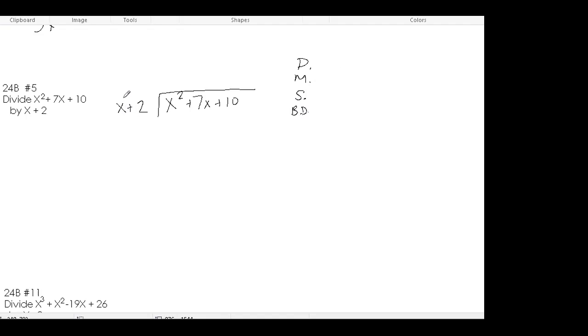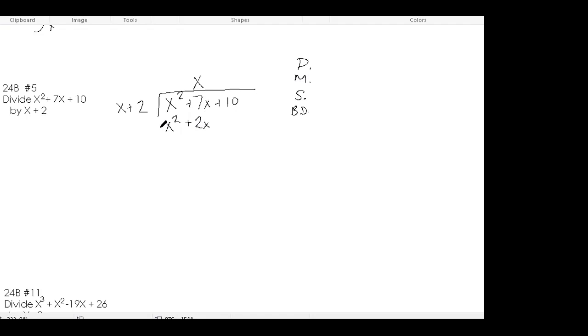And we're going to start by just looking at this x. What do I multiply this x by to get this x squared? Well, x squared divided by x is just going to give me 1x. Okay, so that's my division. What was it? It was an x that I need. Now I'm going to multiply. This is now going to be multiplied by both parts. So x times x is x squared. x times 2 is 2x. It's a positive 2x. So now I've multiplied.